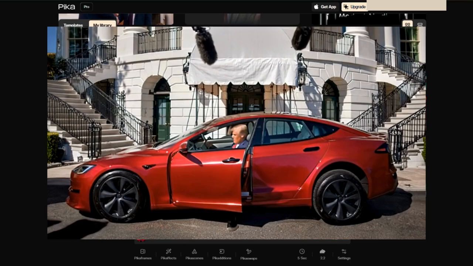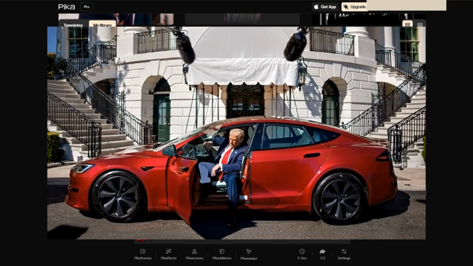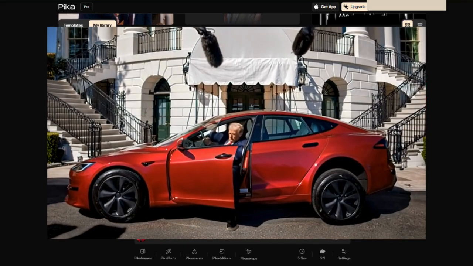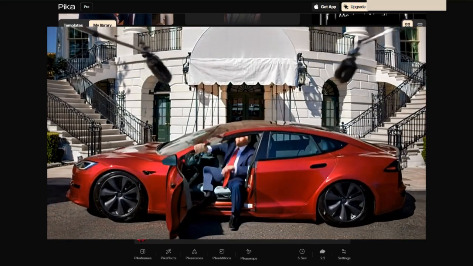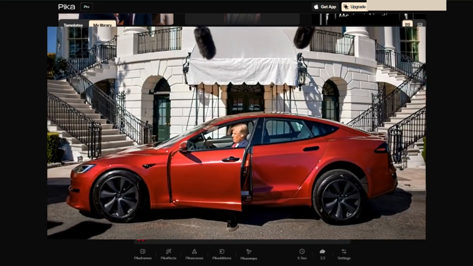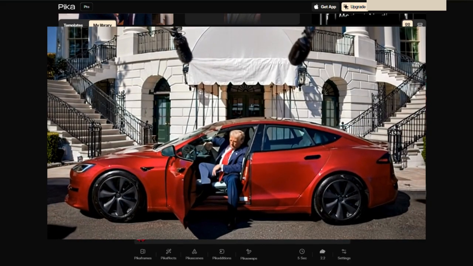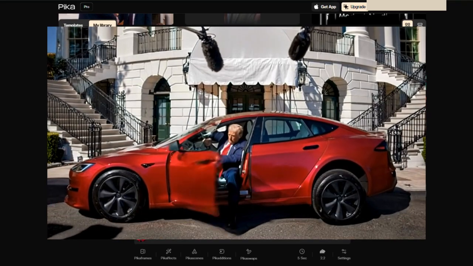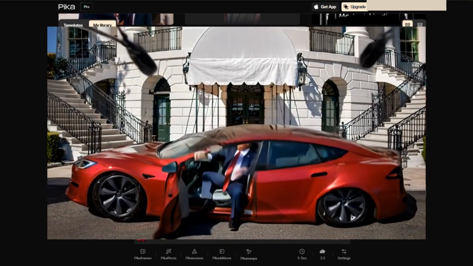So this one, as you can see, it did a good job here. You can see the car melting, and what I really liked about it is these microphones at the top. The way they were just dangling and then they move out the way because they sense that something is going wrong with the car. Now, I haven't put sounds into this.